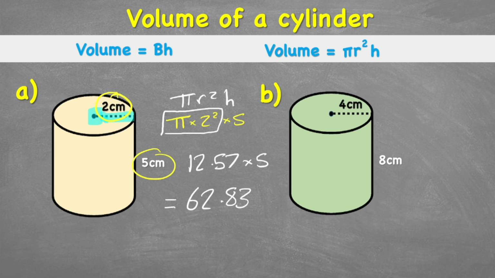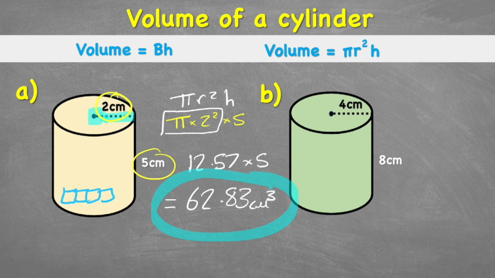62.83. But 62.83 what? Well, we know that our units are centimeters, so I'll put centimeters. But now what we're doing is we're working in the 3D space. So essentially what I've done is I have made 1 centimeter cubes inside this cylinder and then counted them all. So I say that I have 62.83 centimeters cubed. And this will be our total answer for the first example.